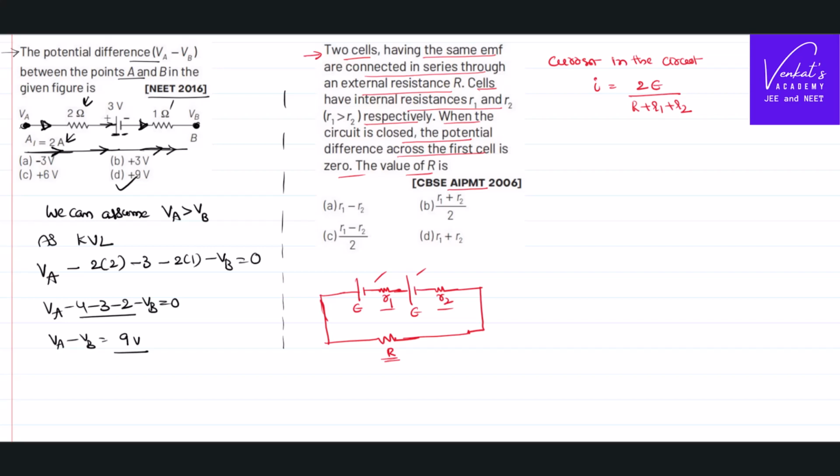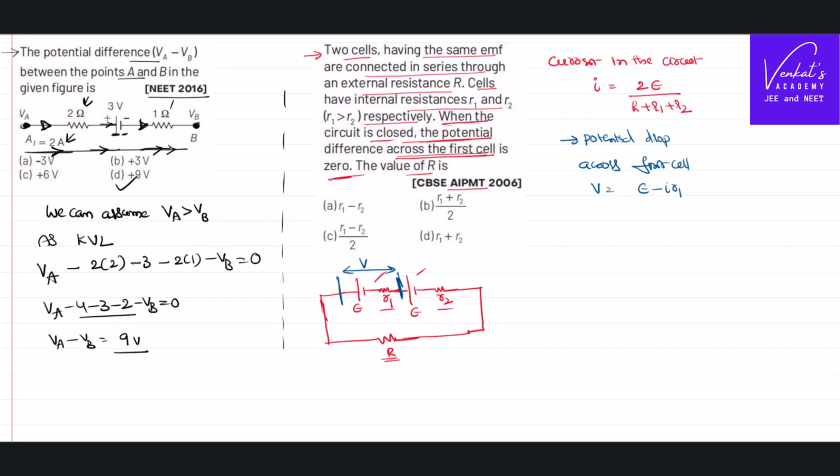That's given for us. It is further given, when the circuit is closed, potential drop across the first cell is 0. What is that potential drop across this first cell? V. So across this potential drop equal to 0. So we can write potential drop across the first cell V is E minus IR1.